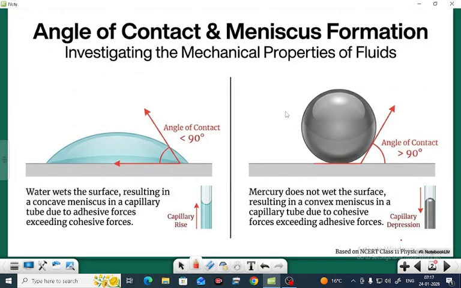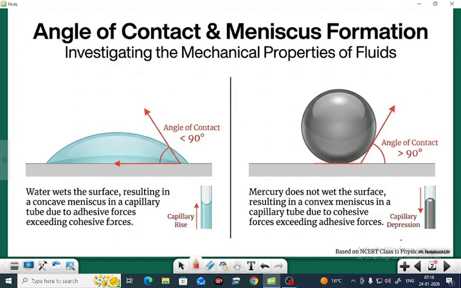Today we discuss angle of contact and meniscus formation, investigating the mechanical properties of fluids. Here you see this is a capillary rise. Water wets the surface, resulting in a concave meniscus in a capillary tube due to adhesive forces exceeding cohesive forces. In this case, adhesive force is always greater than cohesive force.